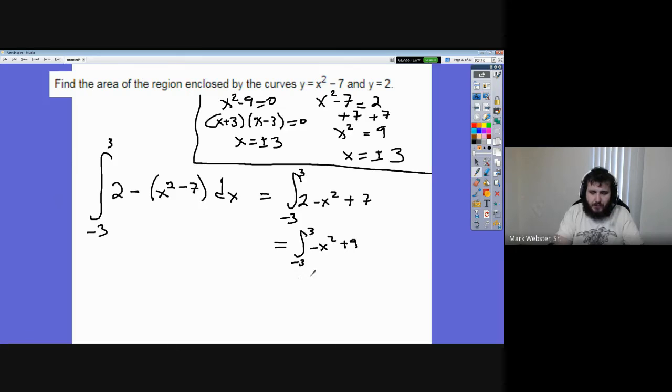But either way, we integrate. Negative 1/3 x cubed plus 9x evaluated from negative 3 to 3. Now, with these, it's really nice because you really only have to calculate it once because the negative sign doesn't do much except change the sign, right? So 3 cubed, that's that, plus 9 times 3 is 27, minus at negative 3.